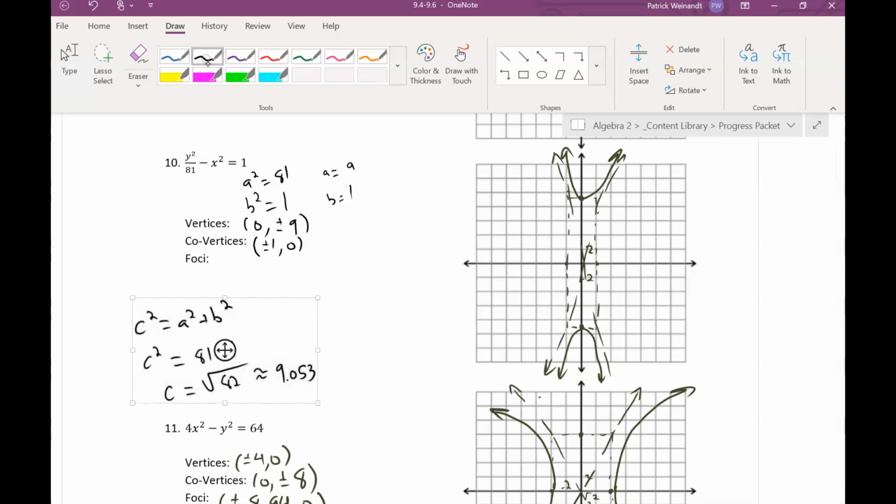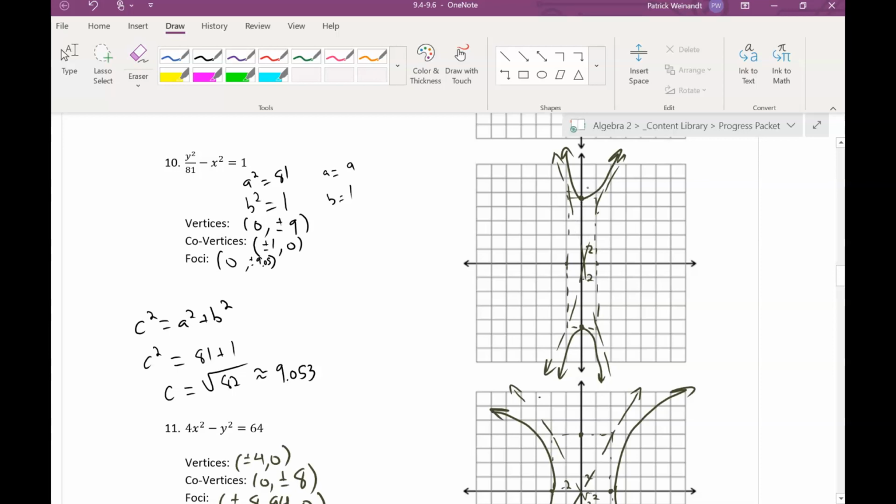We know our c value, which means our foci are going to lie on the same line that our vertices lie on, and since they lie on the vertical axis, our foci are going to do the same, which means our x value is 0 on that y-axis, and we're going to have plus or minus the square root of 82, or 9.05 if you want to write that. And then this is what our graph would look like.